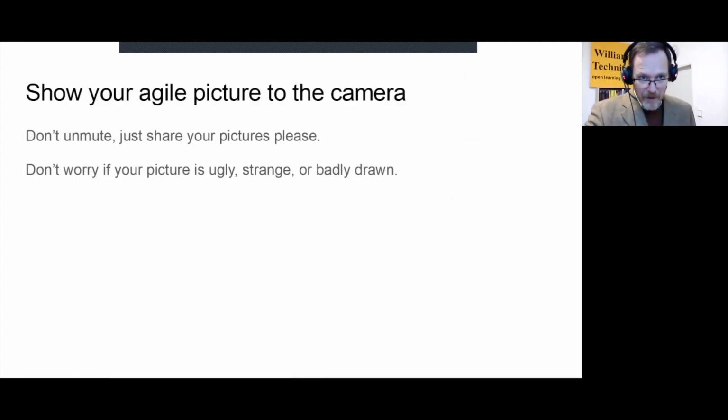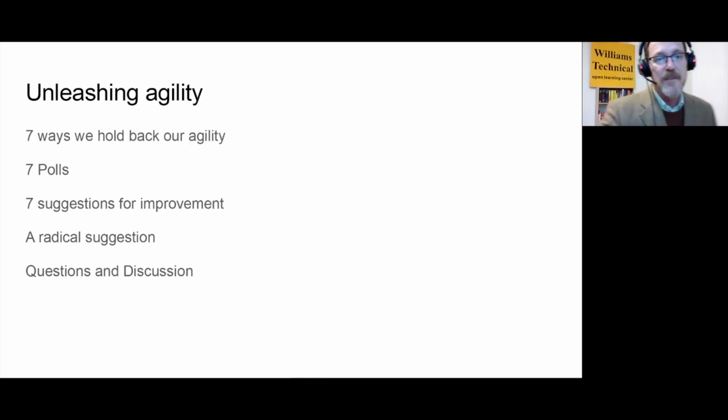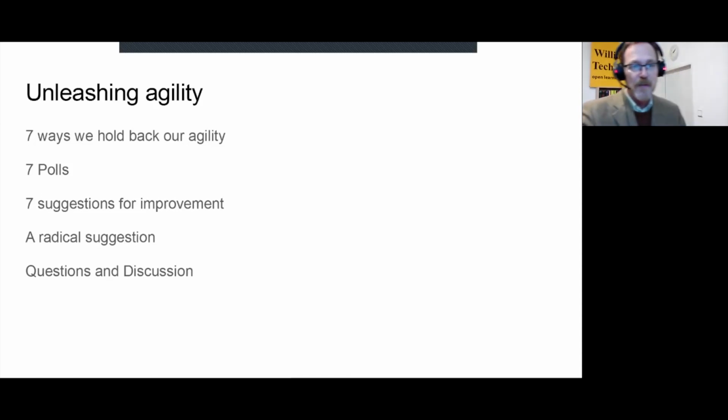So we've drawn the picture of Agile. We've seen the video. We're going to talk about 7 ways that we hold back our agility, and we're going to have 7 poll questions while we're doing that. And then we're going to talk about 7 suggestions for improvement. So it's going to be 1-to-1 all the way through. I'm going to end with a radical suggestion. And after about 30 minutes, then Zuzi and I are going to have some questions and discussions. So if you have questions, please share them with us so that I can attempt to answer them.